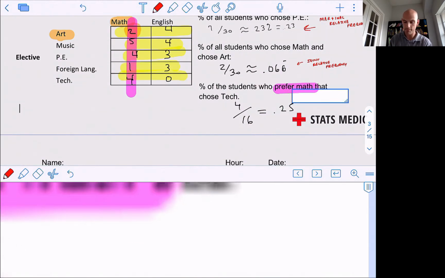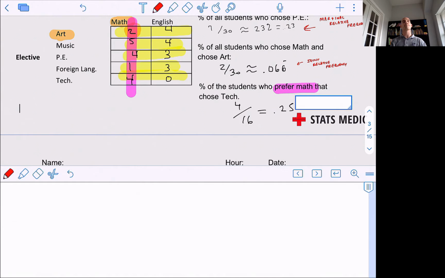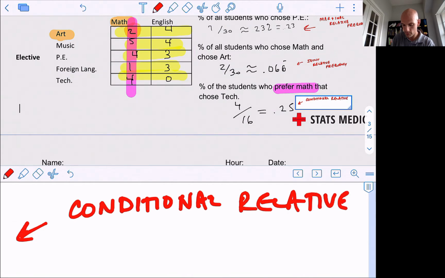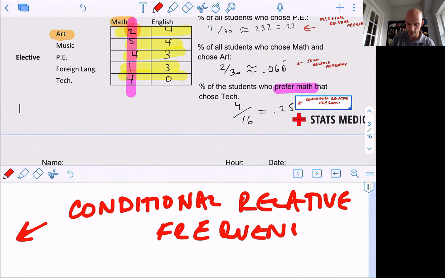When I look at this at the bottom, this is kind of like a given that. We're going to talk about this later in one of our units, but given that, meaning what was the probability that they were this, given that they chose this other thing, is called a conditional relative frequency. Okay, that's a conditional relative frequency. All right.